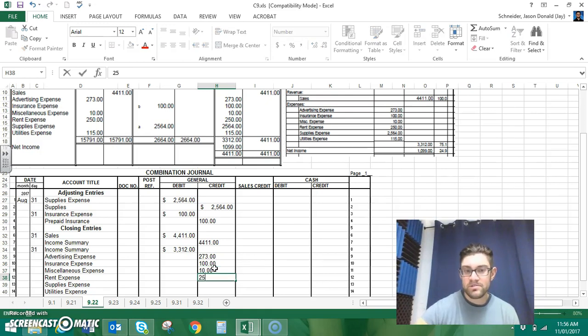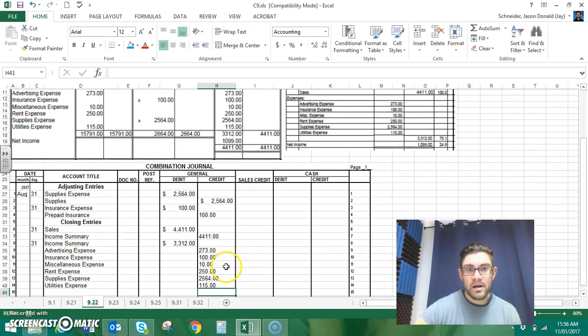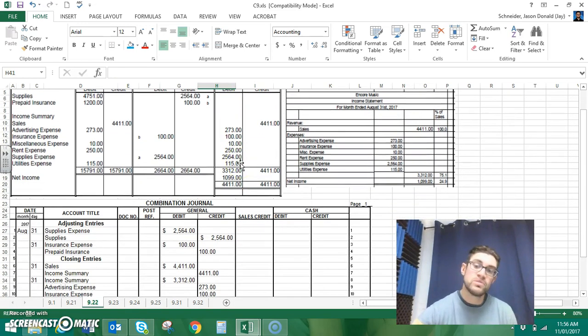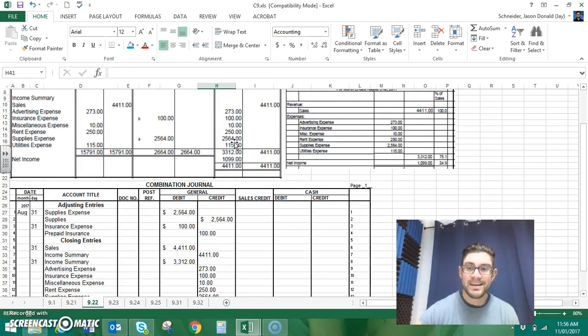Our rent expense is 250. Our supplies is at 2,564. And again, now our utilities expense is 115. Right? So again, we're taking the values from our income statement and we're going to do the opposite of it so that these will be posted to our accounts. We're then going to go back and do the opposite of them to cancel them out.